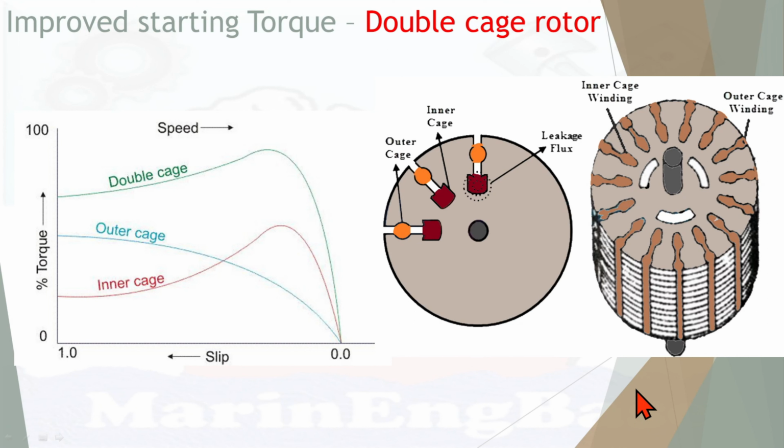And do not confuse this arrangement with dual wound rotors. Dual wound rotors have two separate stator windings. This one has the same rotor but two squirrel cage arrangements. This one is one squirrel cage, the other one is the outer squirrel cage. The same rotor has two squirrel cage arrangements.